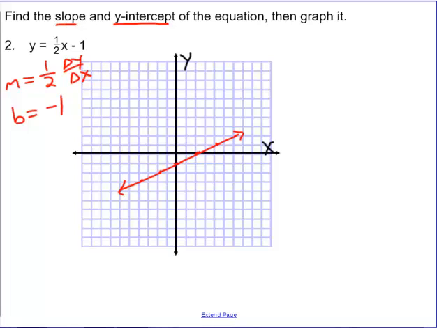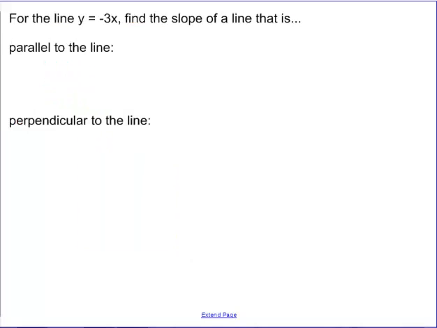One last thing to look at, based on what we talked about with parallel and perpendicular lines as well as slope-intercept form. We have the line y equals -3x, and I want the slope of a line that is parallel to that line and that is perpendicular to that line. So the first thing I'm going to do is identify the slope of this original line so I can get some ideas. In y equals -3x, the coefficient of x is -3. So this line has a negative slope; its slope is -3.